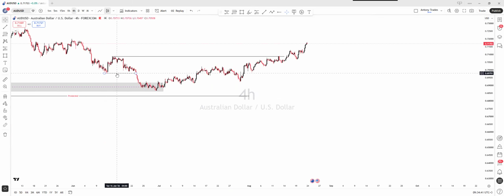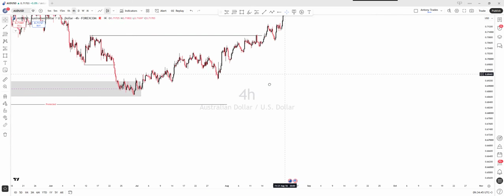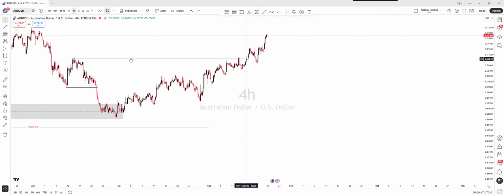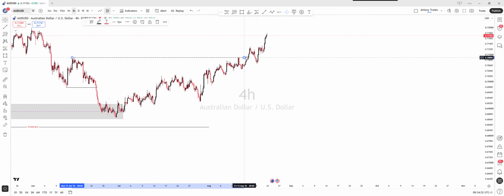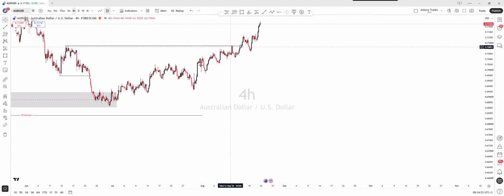So if I have this one as my dealing range, the 4 hour dealing range, what do I anticipate to see? Actually, immediately I saw this 4 hour change of character here. I was anticipating to see a pullback before continuation. Where do I expect this pullback to? At least to this zone.